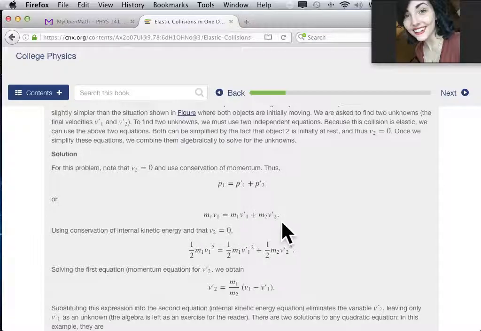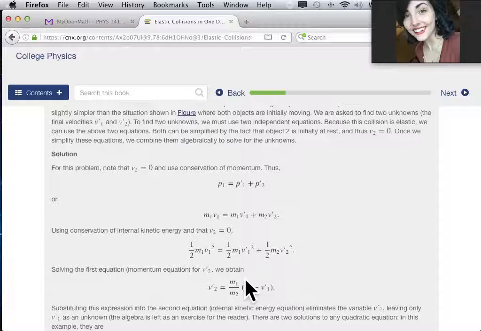So that's one equation. The second equation is the kinetic energy equation. 1/2 m1v1 squared is going to be the kinetic energy of the first block, and 1/2 m2v2 squared would be the kinetic energy of the second block, but because v2 is 0, it becomes 0. So these equations get a little bit simplified, and that's nice.